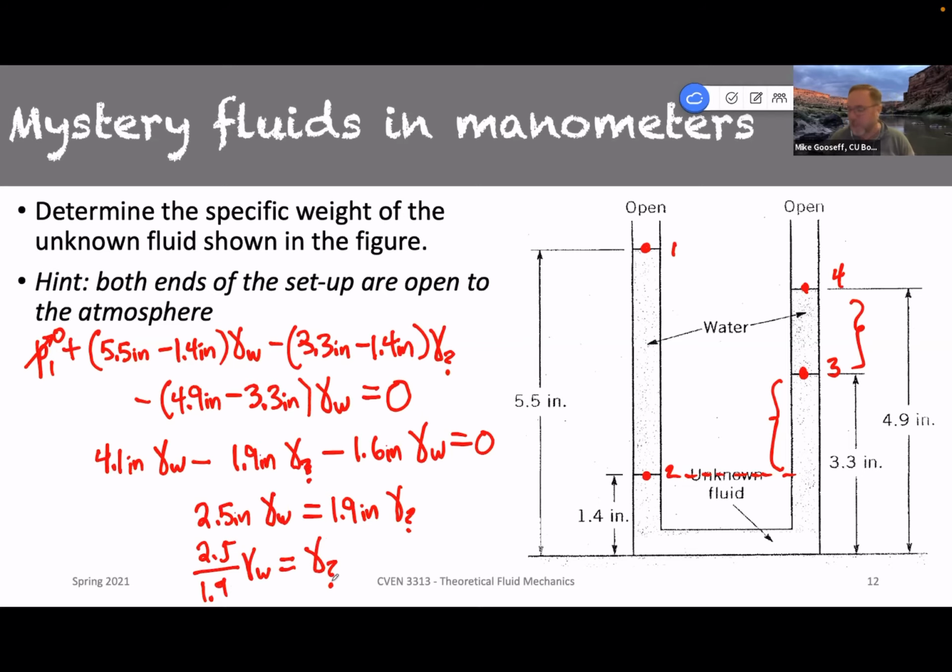So that's essentially how you figure out the unknown fluid. We could put in 62.4 here for gamma W and figure out what that value is. 2.5 over 1.9 is obviously greater than 1, that ratio. So it's going to be something greater than water, which is kind of cool.